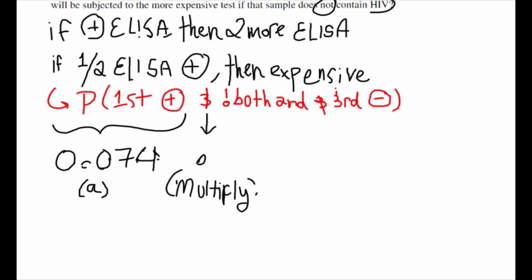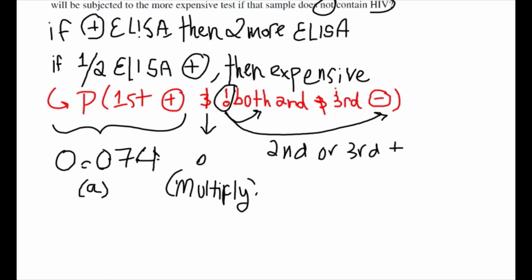Now onto the tricky part. We said that at least one of these 2 additional ELISAs had to be positive, so either the second or the third ELISA had to be positive. This negation sign negates both the terms, both and negative, leading to the phrase second or third is positive. Now the reason we have this negation is to make our math a little easier.